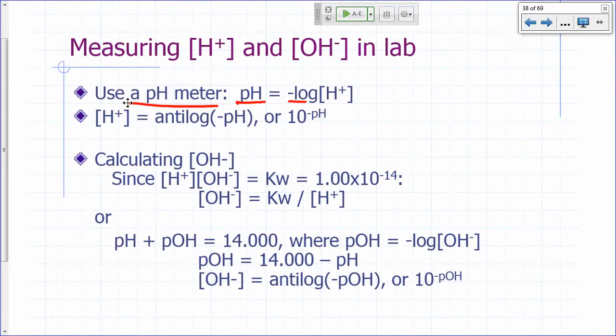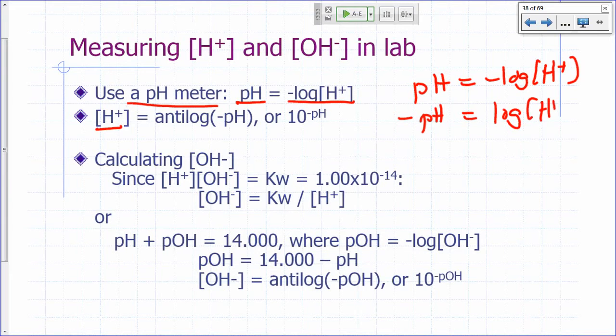pH is defined as the negative log of the concentration of H plus. So if pH is negative log of H plus, then negative pH would be log of H plus. If I take the antilog of both sides, antilog of negative pH is 10 to the negative pH, that would be your H plus. So if you measure the pH in the lab, take its negative, take its antilog, then you get the concentration of H plus.